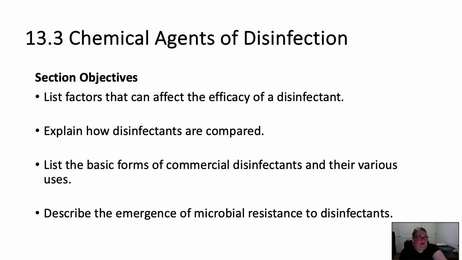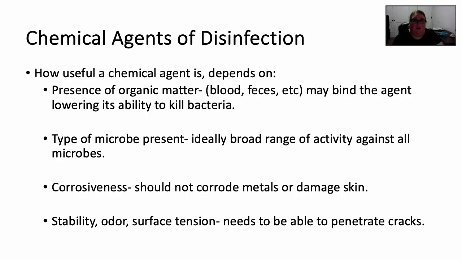Okay, so 13.3 is all about chemical agents of disinfection. You are going to be able to list different factors that can affect the efficacy of a disinfectant. You're going to be able to explain how disinfectants are compared. You need to be able to list the basic forms of commercial disinfectants and their various uses. And you need to describe the emergence of microbial resistance to disinfectants.